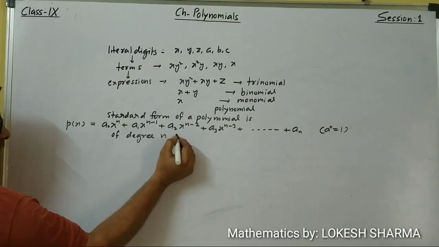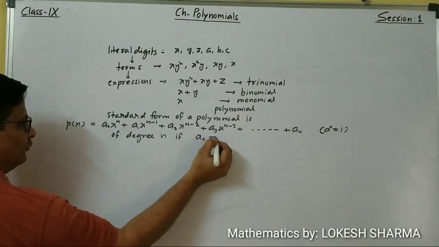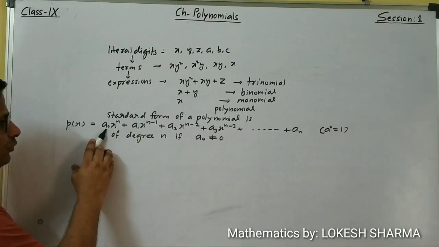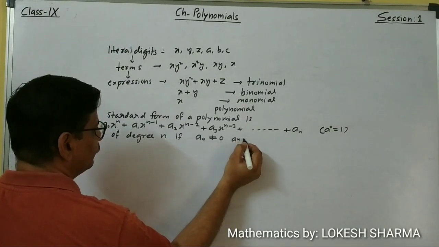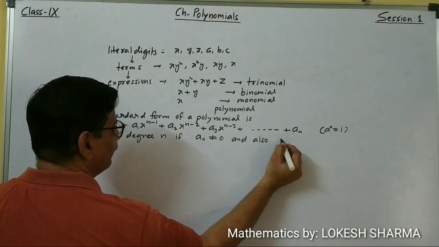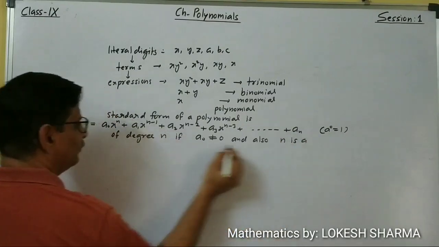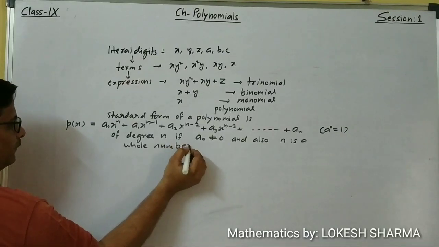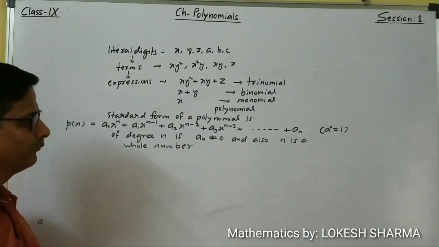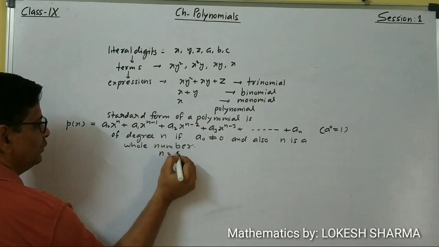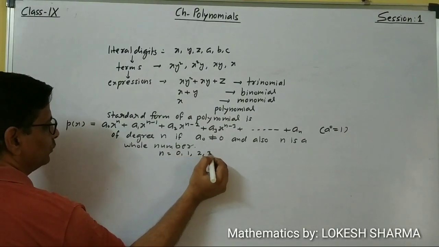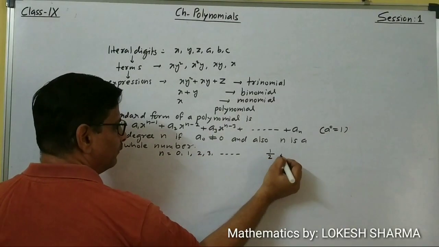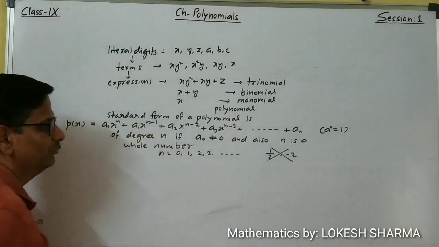So it is a polynomial of degree n if a0 is not equal to 0, that is the coefficient of x to the power n is not 0, and also n is a whole number. N should be a whole number. That is, the value of n may be 0, 1, 2, 3 and so on. The value of n couldn't be 1 upon 2 or minus 2. Such values are not allowed.